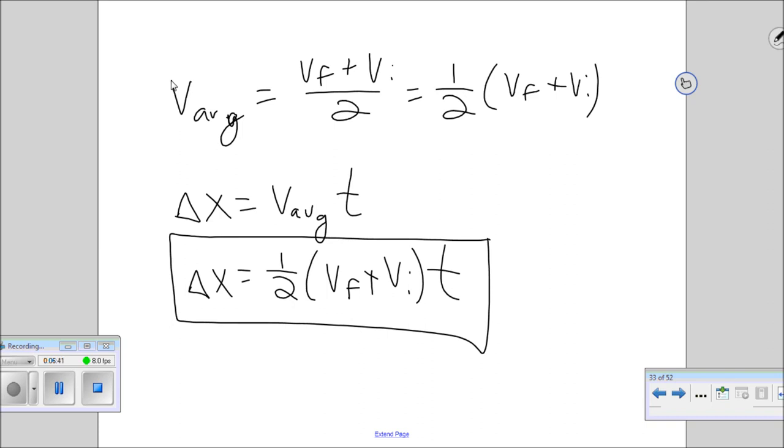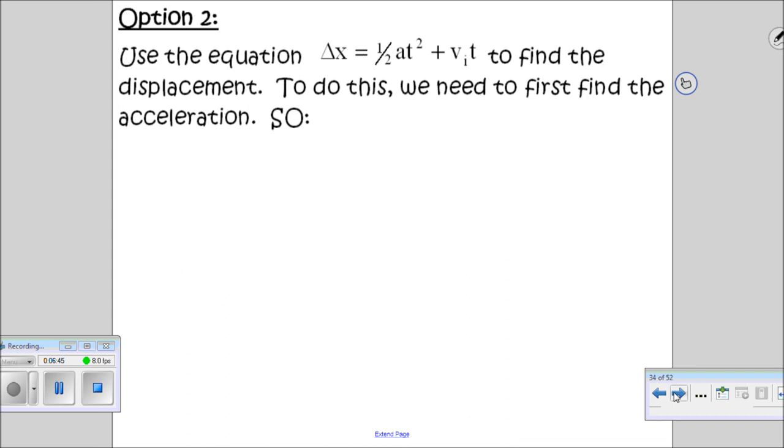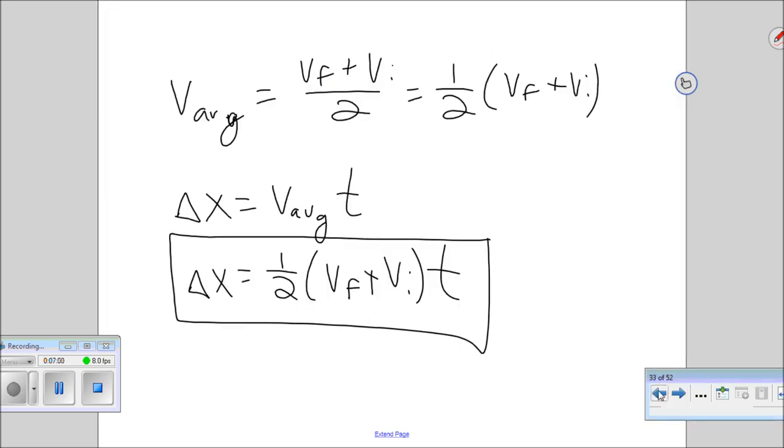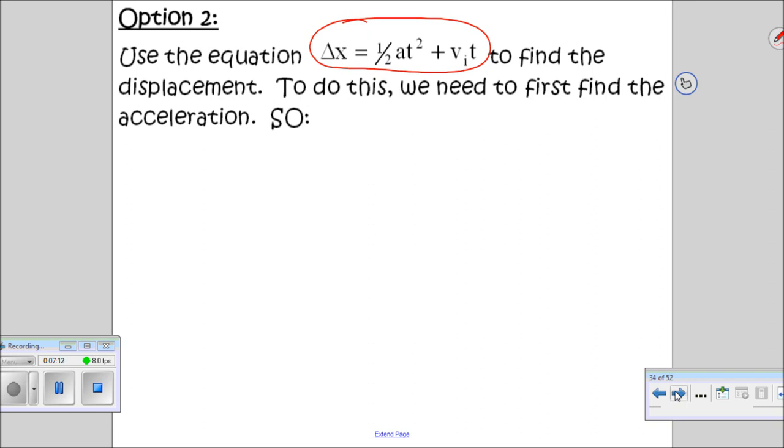Cool. That is one option. All right, option number 2. Here's another new equation. If anybody's interested in where this equation came from, I'm happy to show you before or after class. I tend to find that students don't usually care. Basically, it starts with this equation, and if you substitute this in for Vf, it gives you this equation. So for all intents and purposes, this is really the exact same equation.